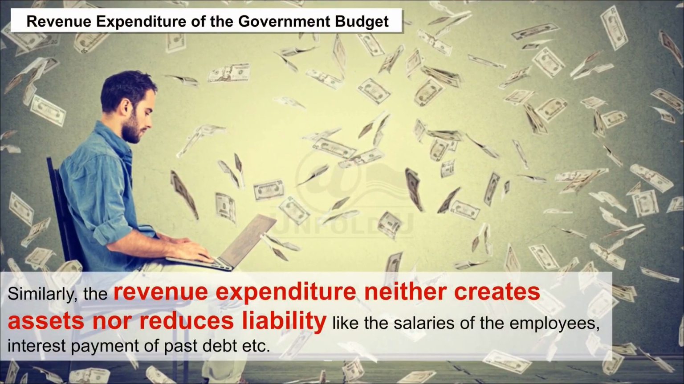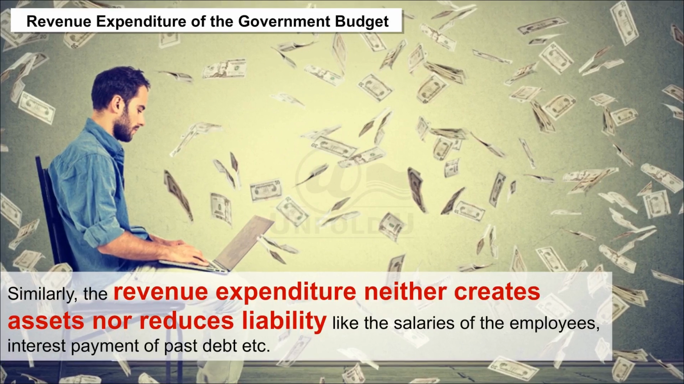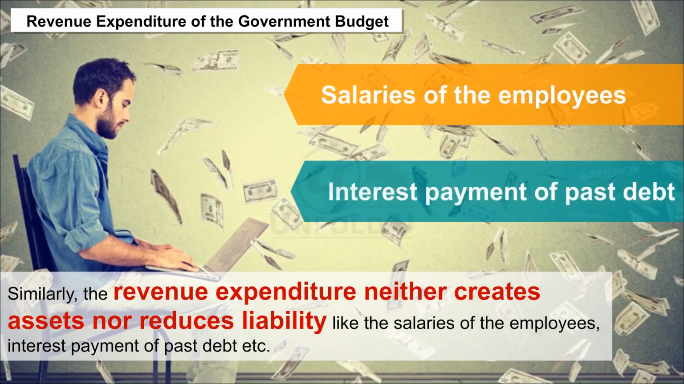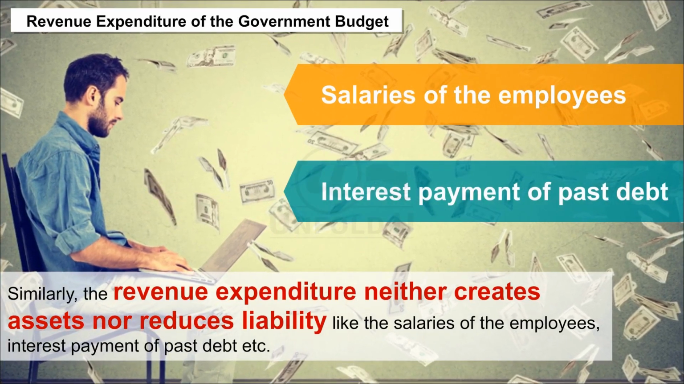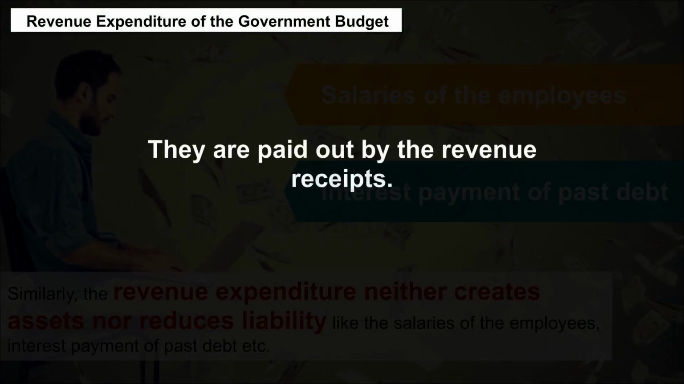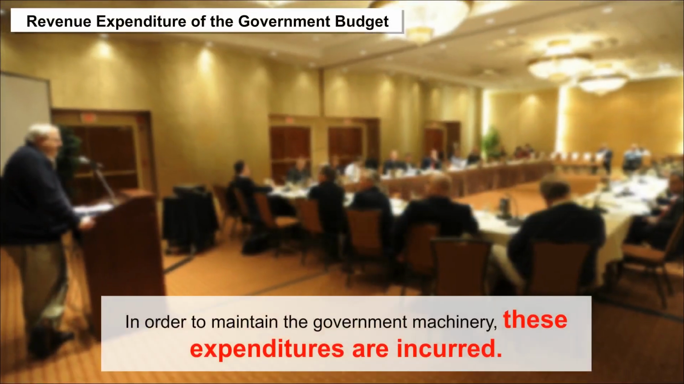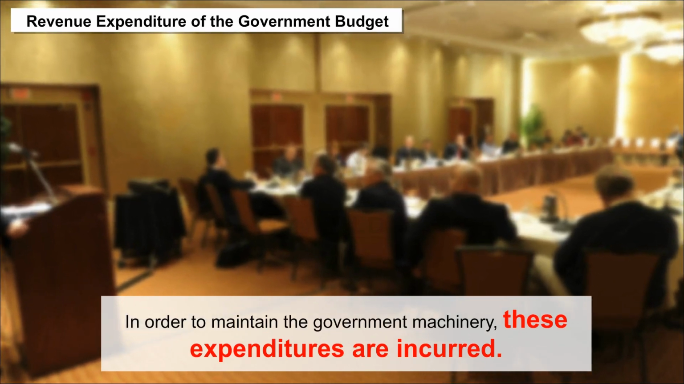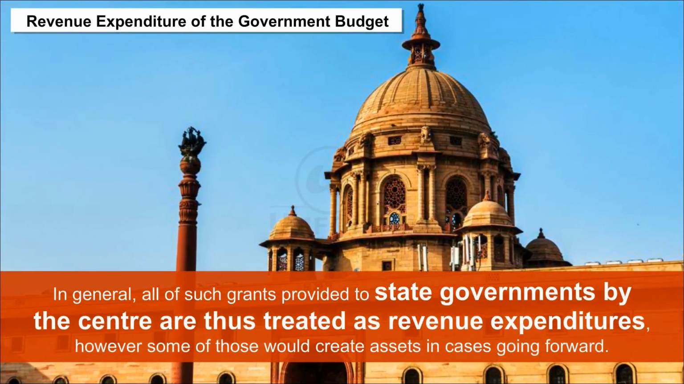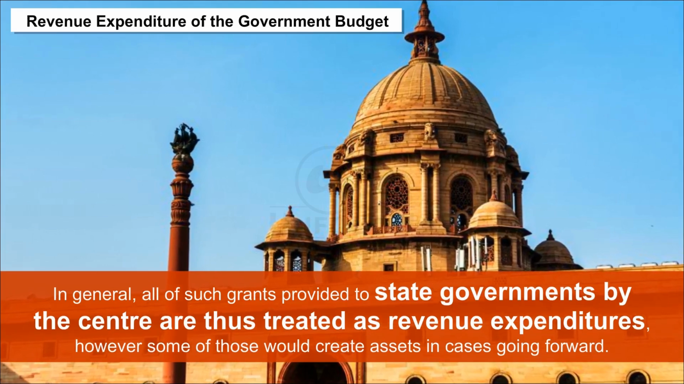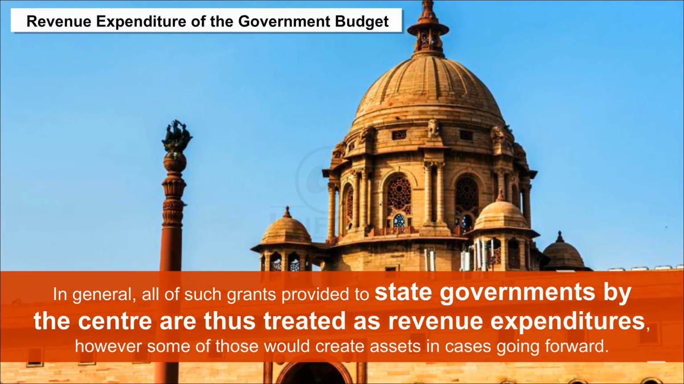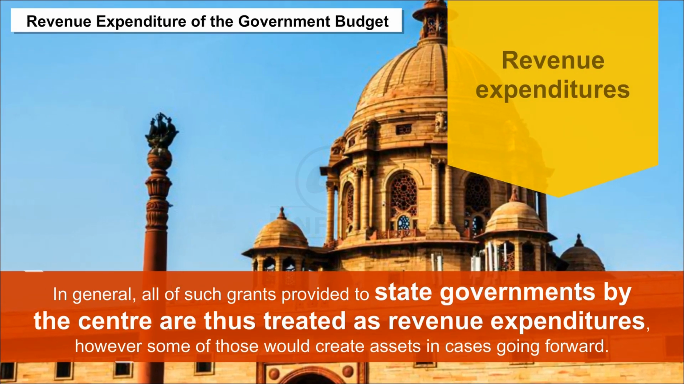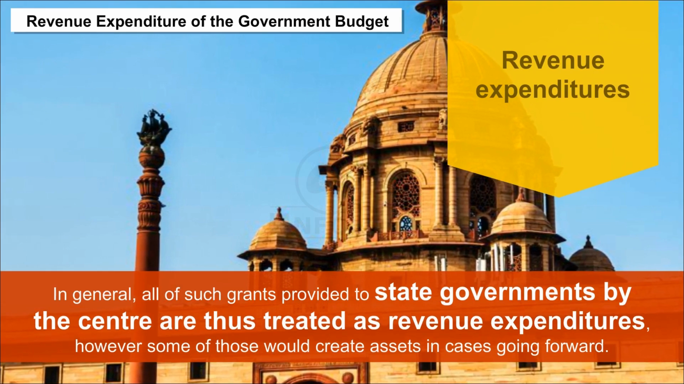Similarly, the revenue expenditure neither creates assets nor reduces liability, like the salaries of the employees and interest payment of past debt, etc. They are paid out of the revenue receipts. In order to maintain the government machinery, these expenditures are incurred. In general, all such grants provided to state governments by the centre are treated as revenue expenditures. However, some of those would create assets in cases going forward.